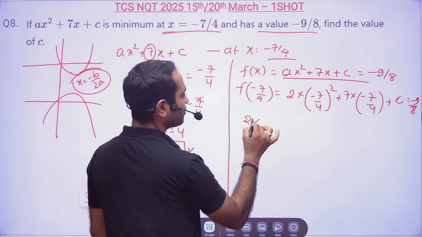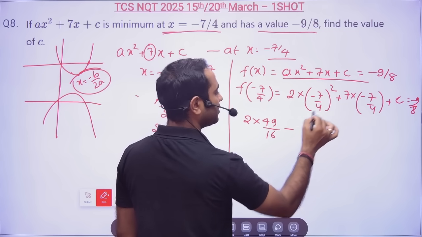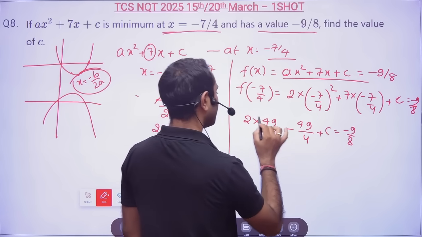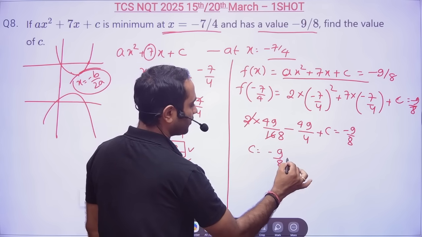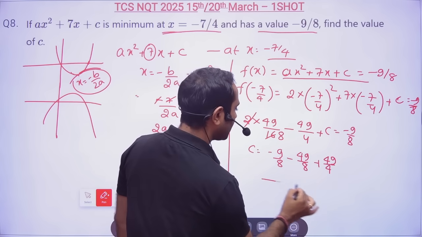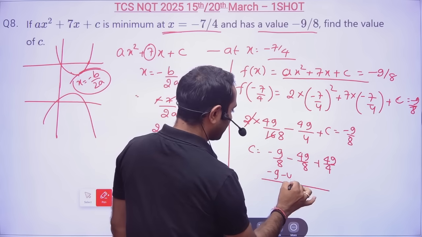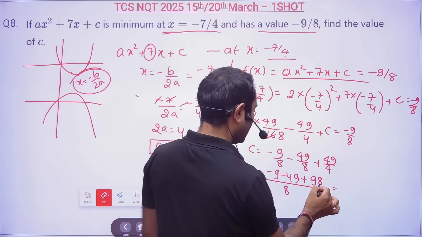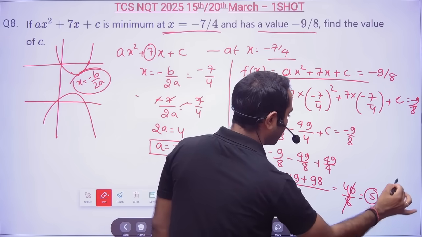Okay. So 2 into 49 by 16, plus minus will become plus, and here you see 7 into 7, 49 by 4, and plus c is equal to minus 9 by 8. So this is 2 8s are 16. Now c is this side, so let's send other things to that side. So minus 49 by 8 and plus this will become 49 by 4. Take the LCM, so it is 8. So this will be minus 9, this will be minus 49 itself, and this will become 49 into 2, 98. 98 minus 58, 40 by 8, so it is nothing but 5. So the value of c is 5. That will become your answer.